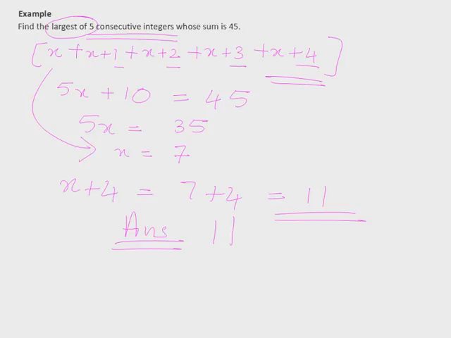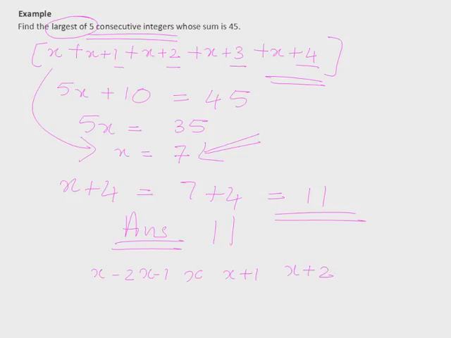Be careful of what they ask. What they ask is not what you found out. Just because you found out x is 7 does not mean they're asking for x. Think of another nice way of selecting the 5 integers. Here's one. I'll take the middle integer to be x. So the one before it is x minus 1. The one before that is x minus 2. The one after that is x plus 1. The one after that is x plus 2.